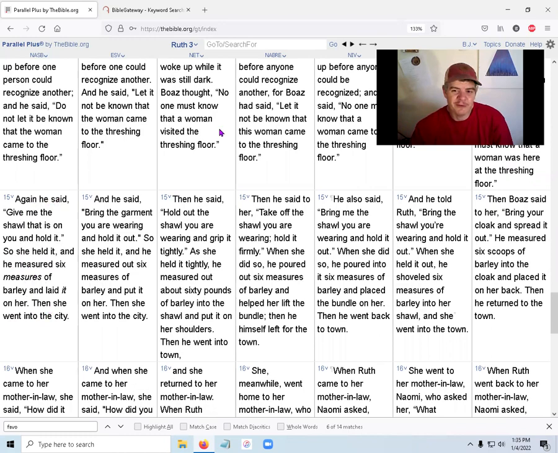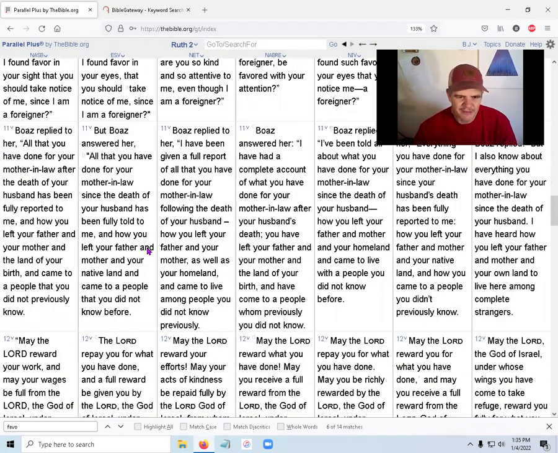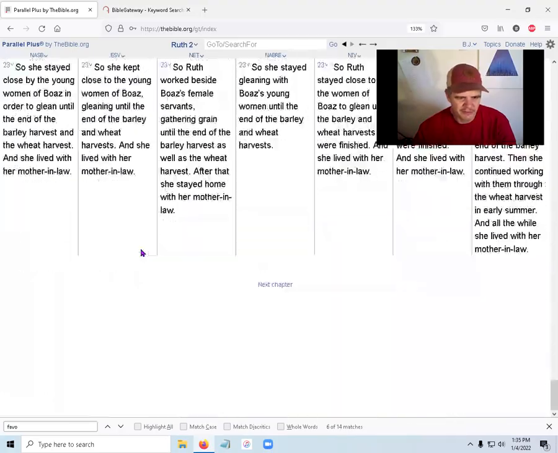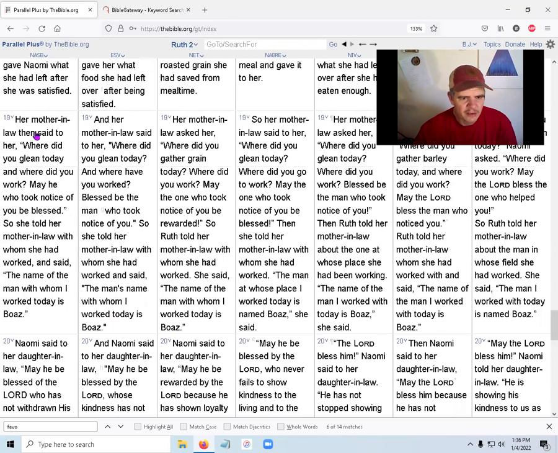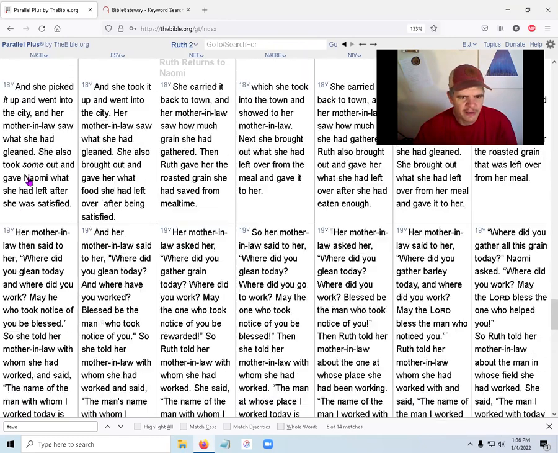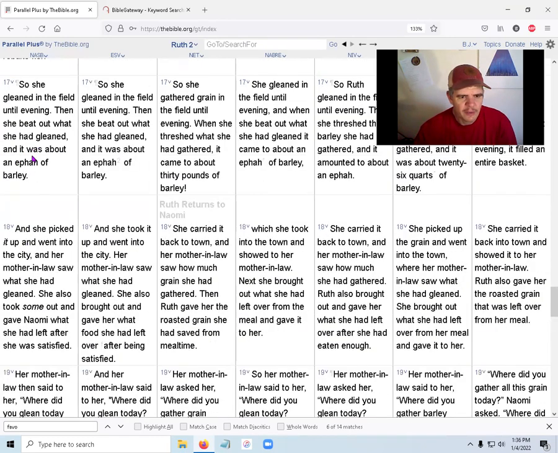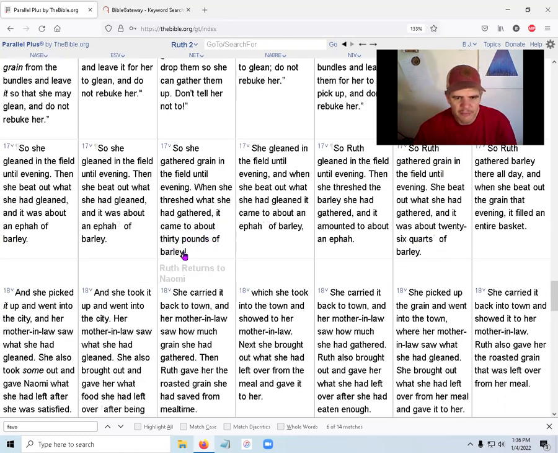Remember back in chapter 2? How much food did she get in chapter 2? It was like something measures of something. Okay, let's look. "Mother-in-law, where did you glean today?" Okay. It was about an ephah of barley. An ephah of barley, 30 pounds of barley. This was one day. 30 pounds of barley in one day. That's a lot of barley.